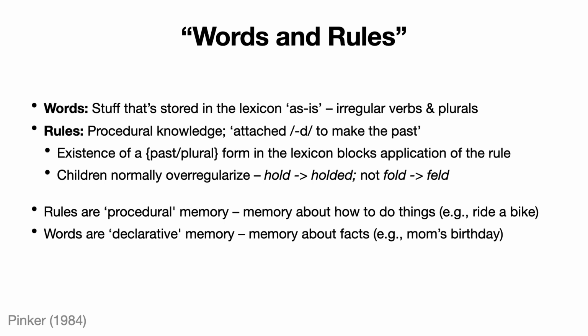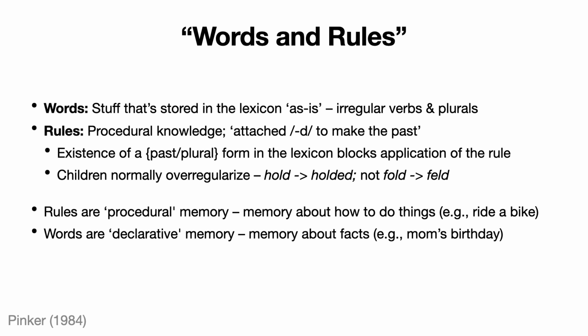And then I also have some rules. The rules say things like attach -ed to make the past, or attach -z to make the plural, and so on. And then I also have to add in something like a blocking rule. That means if I have an irregular form memorized in my lexicon, if I know that the past tense of the verb make is made, then I shouldn't say maked, right? I should not apply the regular rule in that context.